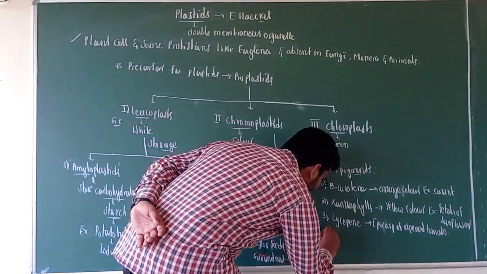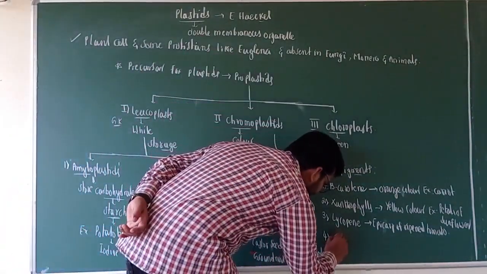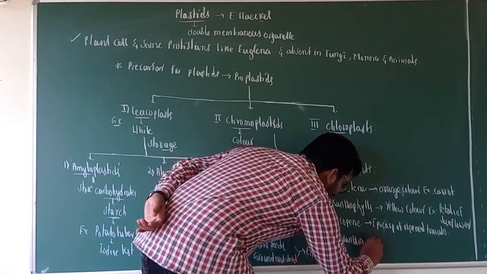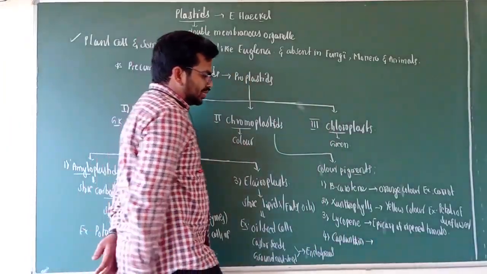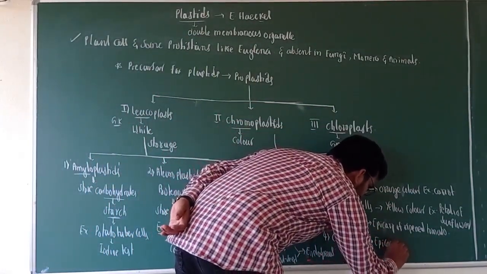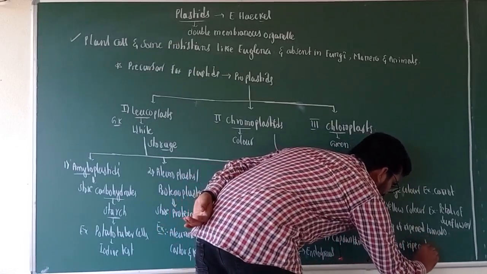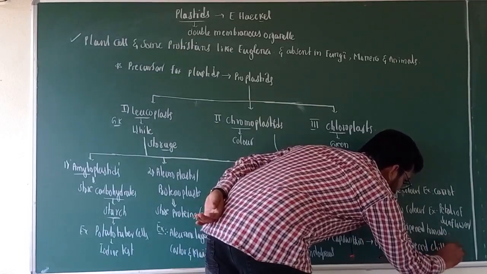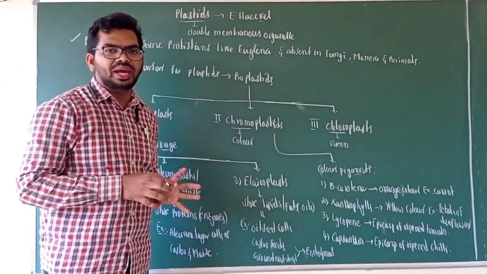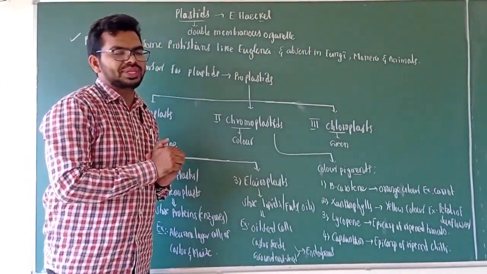And if you take another one, that is capsanthin. Capsanthin is the red color pigment that is exclusively present in the epicarp of ripened chili. Ripened chili fruit is going to be red in color because it is going to have what type of pigment in the chromoplast? That is capsanthin.